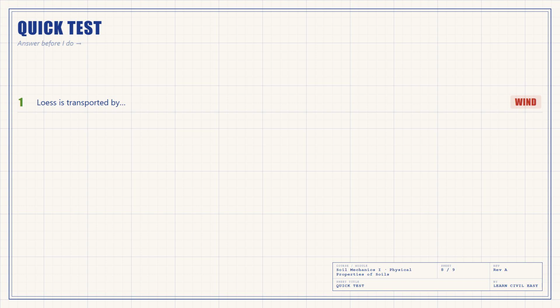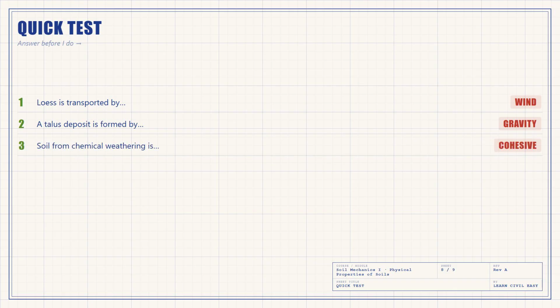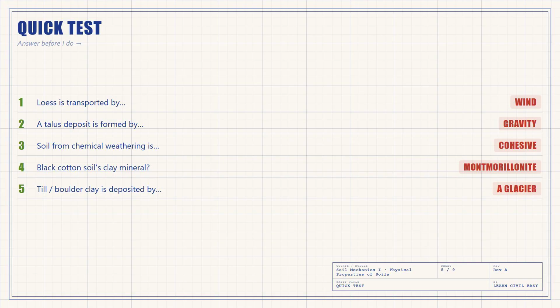1. Loess is transported by wind. 2. A talus deposit is formed by gravity. 3. Soil formed by chemical weathering is generally cohesive or clayey. 4. The dominant clay mineral in black cotton soil is montmorillonite. 5. Till or boulder clay is deposited by a glacier. If you got 4 out of 5, you have already cleared this chapter.